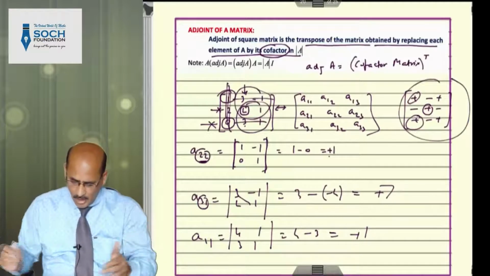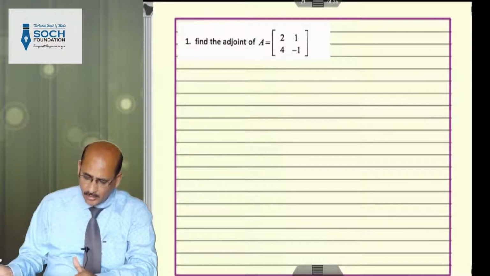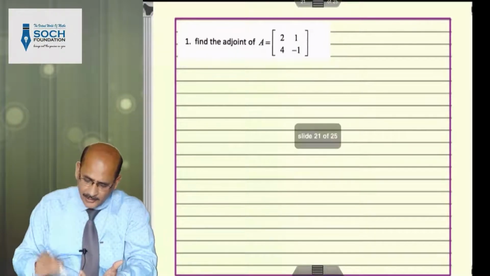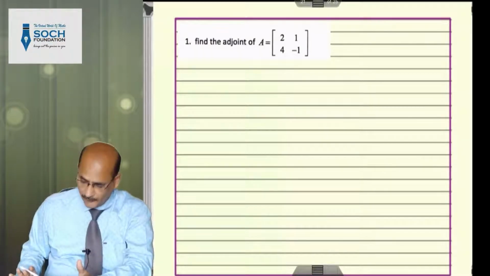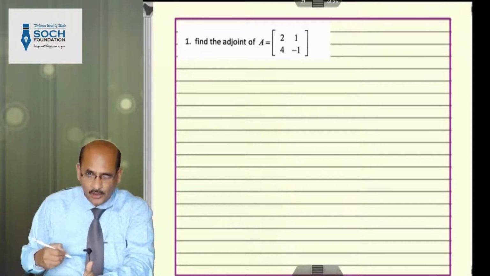Okay, children, let us see a very important part in adjoint. I had given a simple example of order 2 by 2 as well as 3 by 3. I will explain this part properly, and you will come to know exactly what I want to share with you. So A is 2, 1, 4, minus 1. Find the adjoint of the matrix.